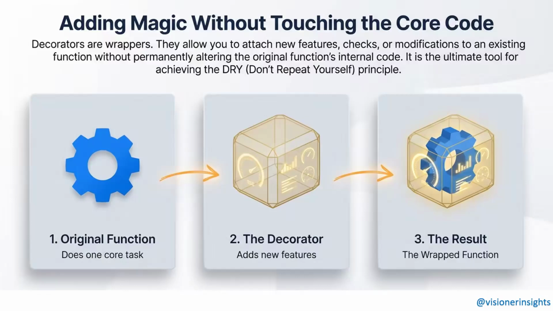Okay, let's dive into this and break down the wrapper concept. Think of your original function as a simple blue gear. It has one job, and it does that core task perfectly. A decorator is essentially a wrapper. It's like a protective golden shell. It allows you to take that original blue gear and safely enclose it inside the shell. So what's the result? You get a wrapped function. It still does its core job on the inside, but now it has all these new features, new checks, and new modifications bolted on to the outside, while the internal gear remains completely 100% untouched.